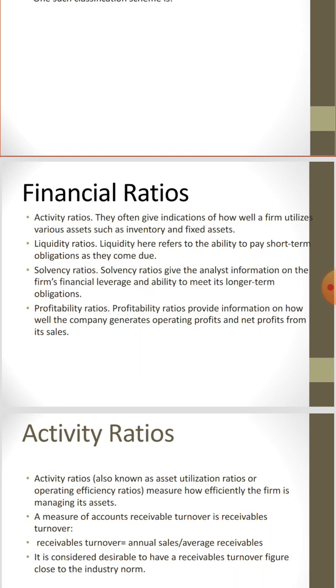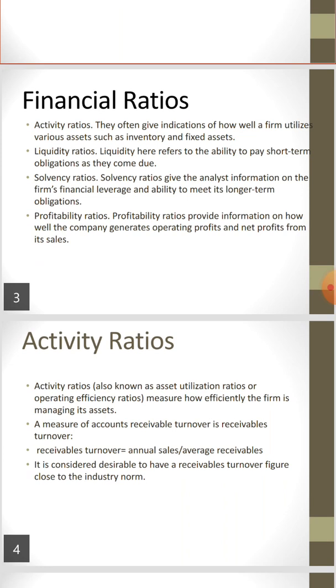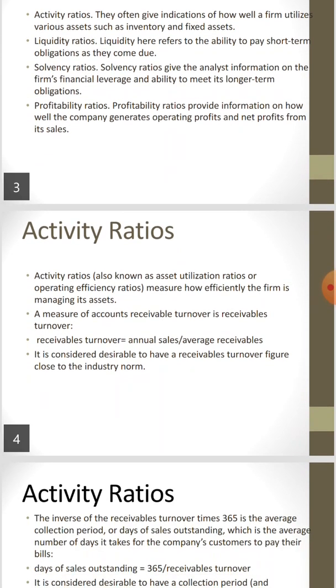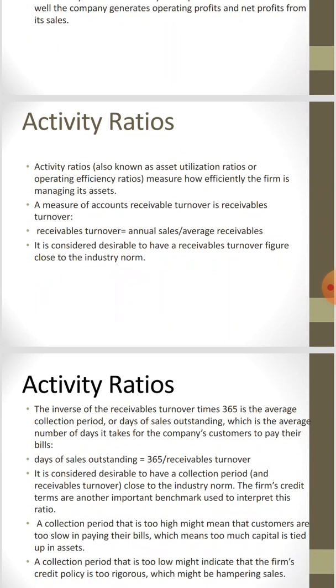Solvency ratios give us information about how well a firm is able to meet its long-term obligations, and also they tell us about the firm's financial leverage. And then profitability ratios give us information on how well a company is generating operating profits and net profits from its sales. So we'll start with activity ratios.